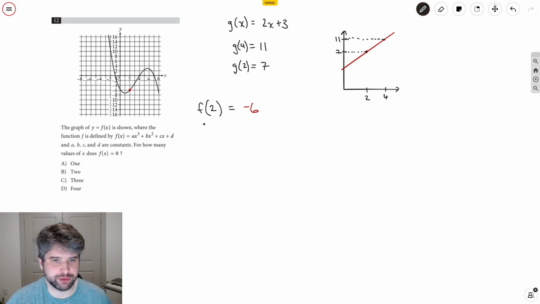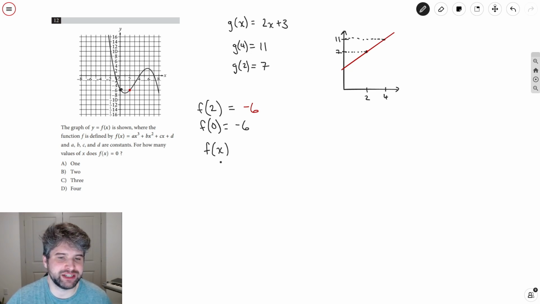What about f of 0? F of 0, we do the same thing. X is 0. We go down to our curve. And it looks like it's about -6. We'll say it's -6. But we're looking for when you give this function a number and the output, f of x, is 0. F of x equals 0 for right here. And it's asking how many values can you plug in here? How many values of x does f of x equal 0?